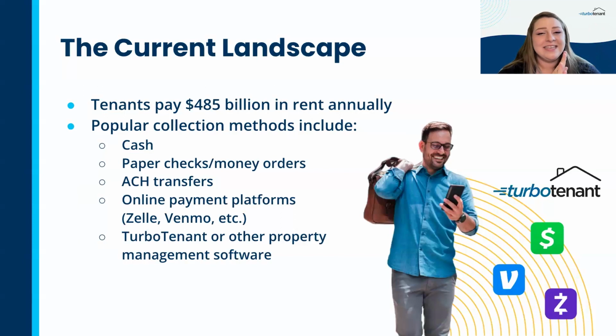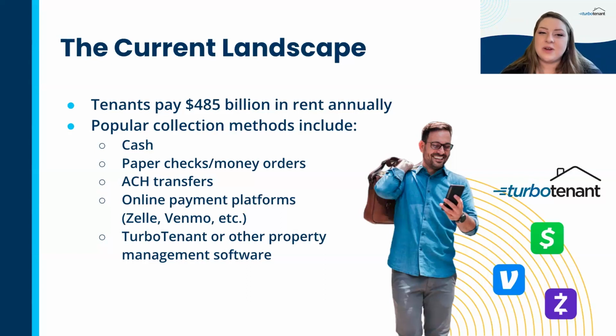annually in the United States, tenants pay $485 billion, that's with a B, billion, as rent. Okay, every single year, that's what's going out. The most popular collection methods are, of course, going to be some of the old school ones, including cash payments, paper checks, money orders. Some people are still accepting cashier's checks. It really just depends on setup.